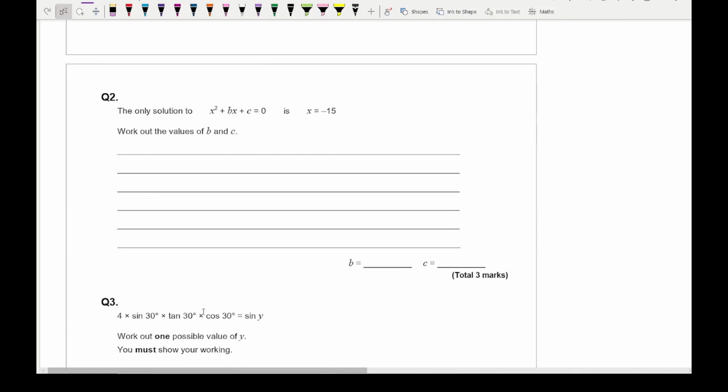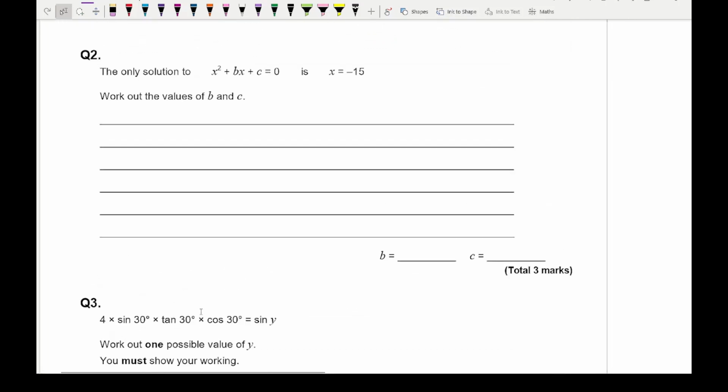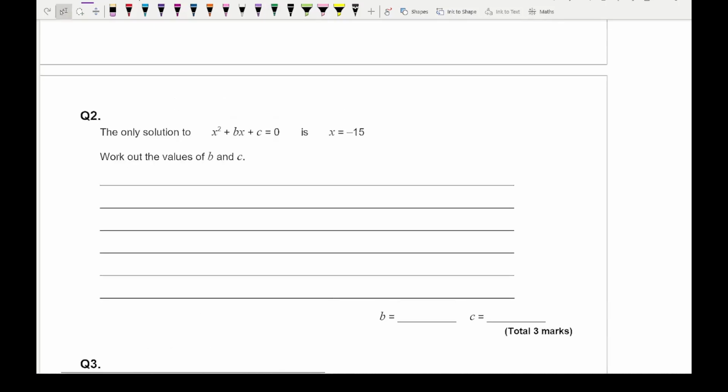Moving on to question 2, and let me just zoom in so we can see it clearly on the screen. It says the only solution to x squared plus bx plus c equals 0 is x equals minus 15. Work out the values of b and c.